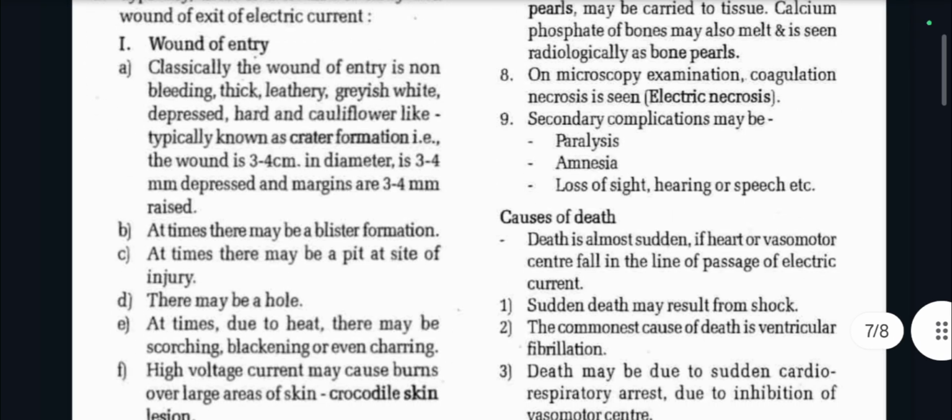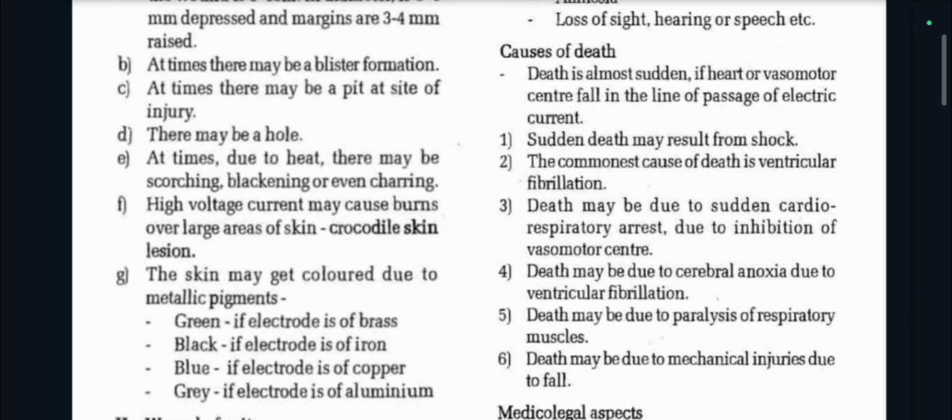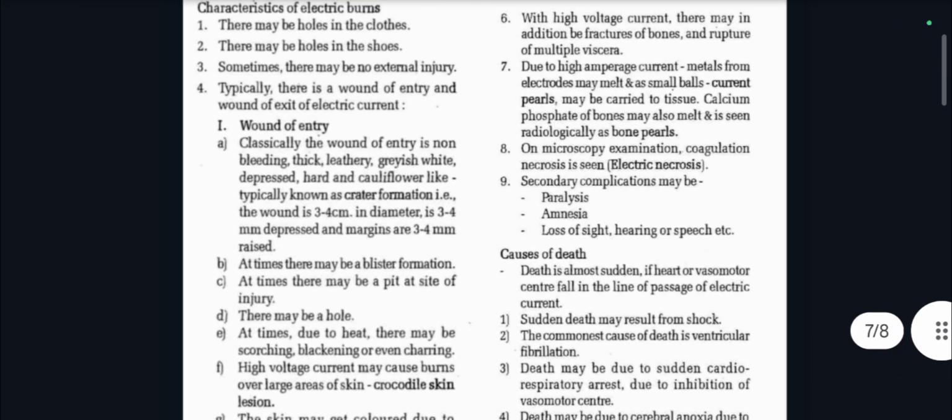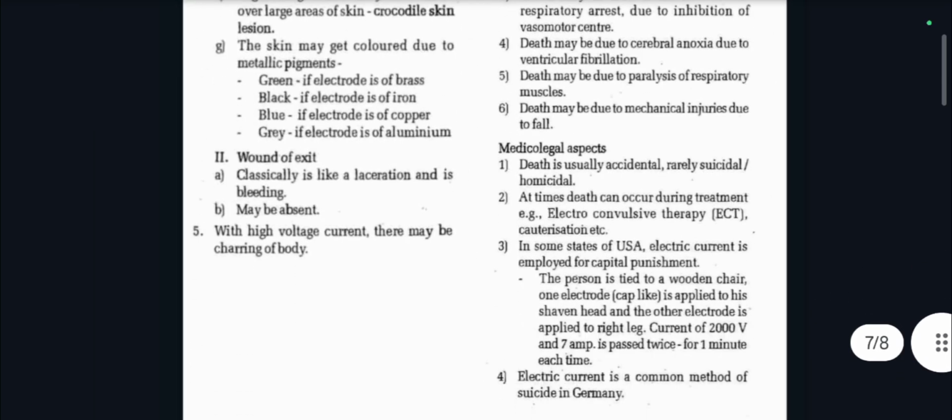Now what are the causes of death? Death is almost sudden if the heart or vasomotor center falls in the line of passage of electric current. Sudden death may result from shock. The commonest cause of death is ventricular fibrillation. This is an MCQ. Death may be due to sudden cardiorespiratory arrest due to inhibition of the vasomotor center. Death may be due to cerebral anoxia due to ventricular fibrillation. Death may be due to paralysis of respiratory muscles, and death may be due to mechanical injuries due to a fall. So you have to write everything which you remember in burns. Just write down everything. Now what are the medical legal aspects?